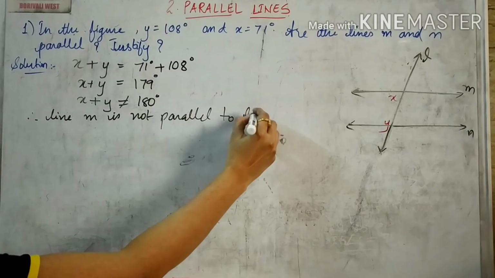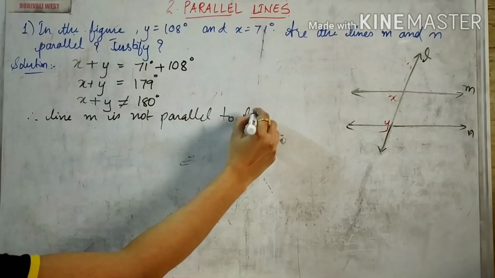But we are also supposed to give the reason, and therefore we'll say: as it does not satisfy the interior angles test for parallel lines. So this is our reason. That's it. The second question we'll see now.